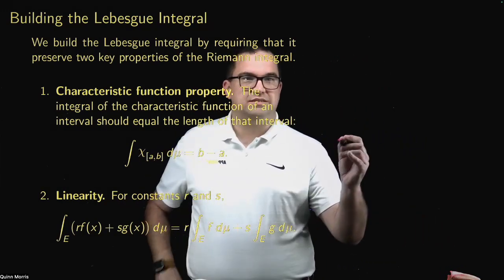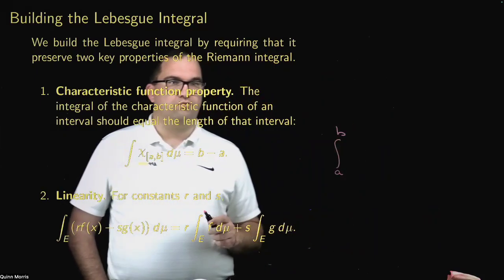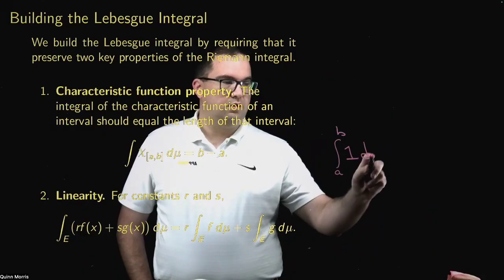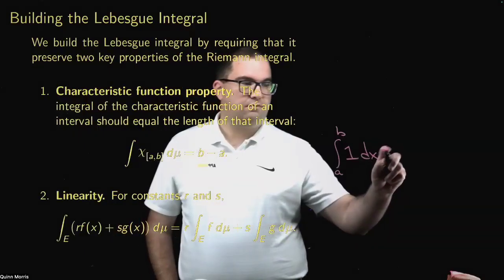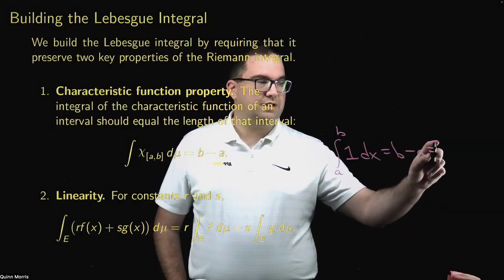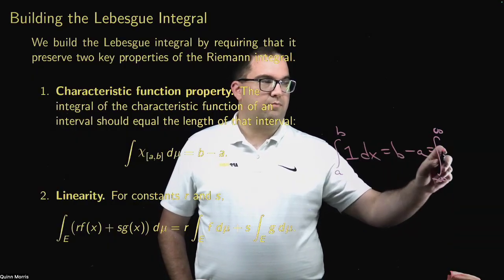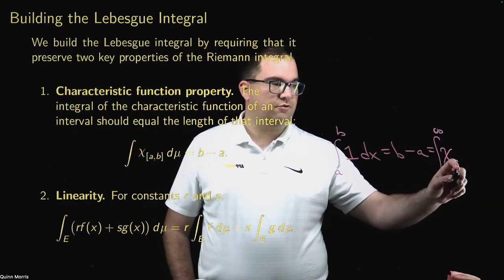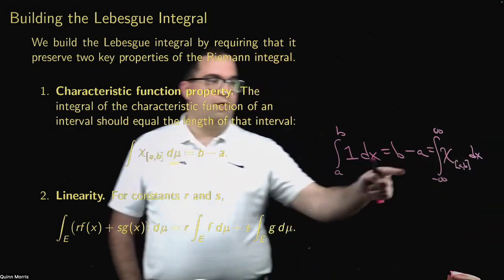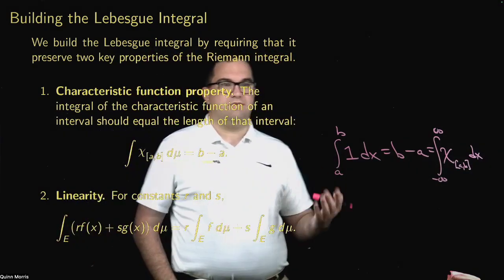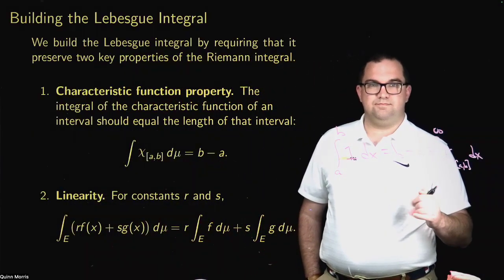Now, one way to think of this is analogous to saying if I take the Riemann integral of the function 1 on the interval [a, b], I just get b minus a. Or equivalently, you could think of this as the Riemann integral from minus infinity to infinity of the indicator function of the interval [a, b]. Either way, this recovers the length of an interval. So again, we want this to certainly be the case.